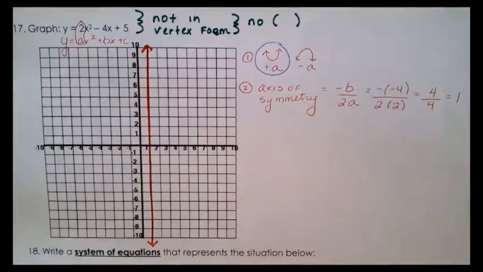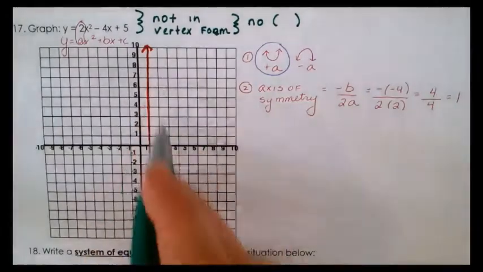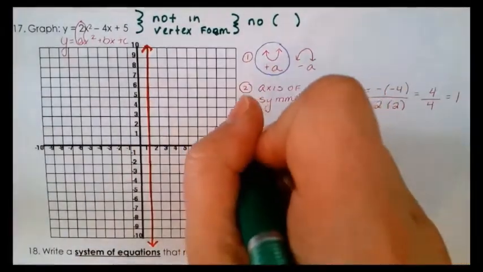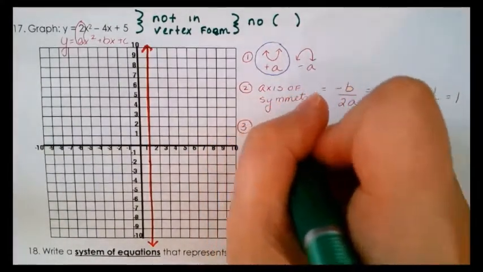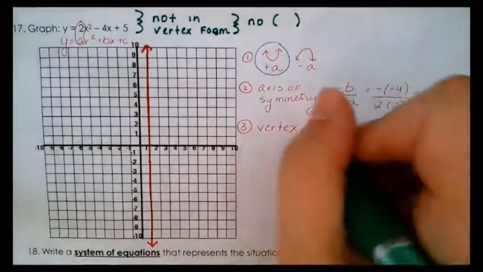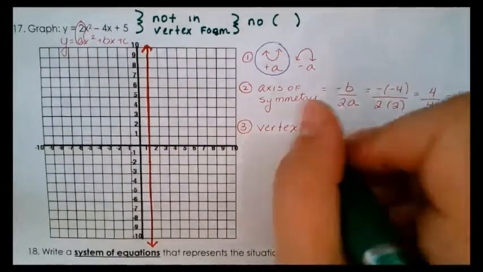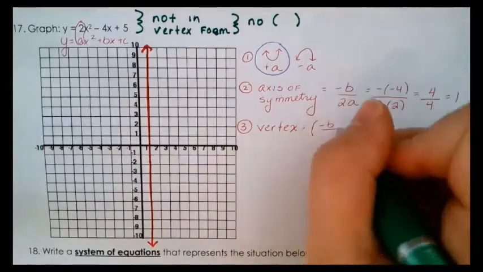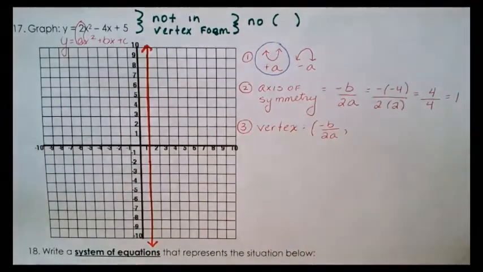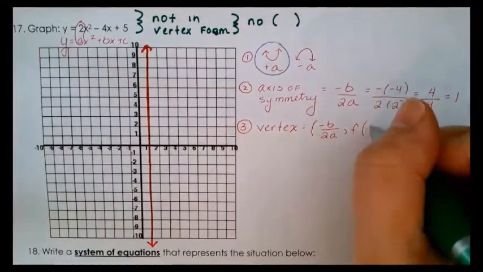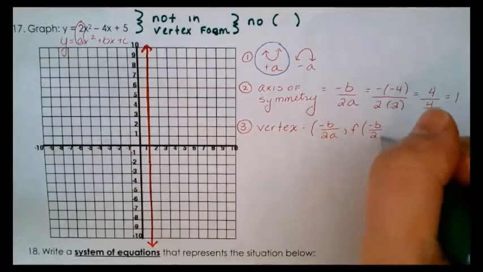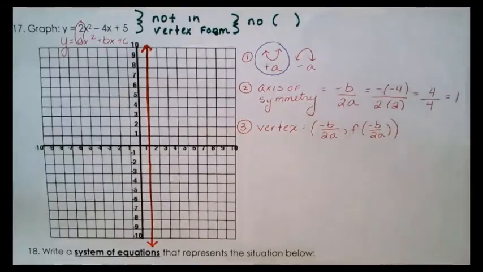Okay? Now, third step, now that I know where my axis of symmetry is, I want to figure out where that vertex is along this line. Step 3. To figure out your vertex, the x value is actually the same value that you got for your axis of symmetry. So whatever you got when you did negative b over 2a, and then what you get when you plug in that number that you got for your axis of symmetry. So the function of negative b over 2a, whatever you get when you plug in that value.